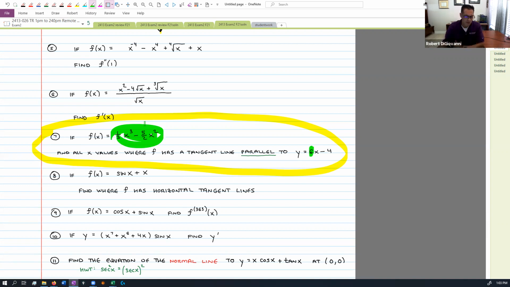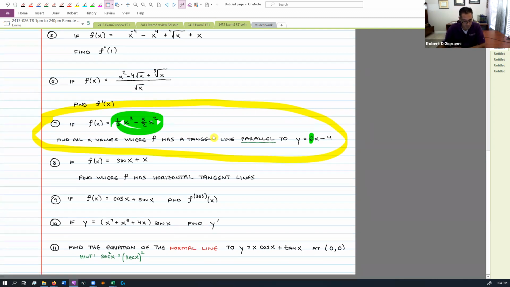I saw all sorts of things. I saw people take the derivative of this and set it equal to 6x minus 4. I saw people take the derivative of this and set it equal to 6x. Close, but it's just the slope that has to match. I also saw people take the derivative and set it equal to 0, which means you're finding where the slope of the tangent line is horizontal. So that's not what we want. This problem was not on the review, but it was in your homework. I wanted to make sure I put something in here similar to a homework problem. And then the last one was one that got people.